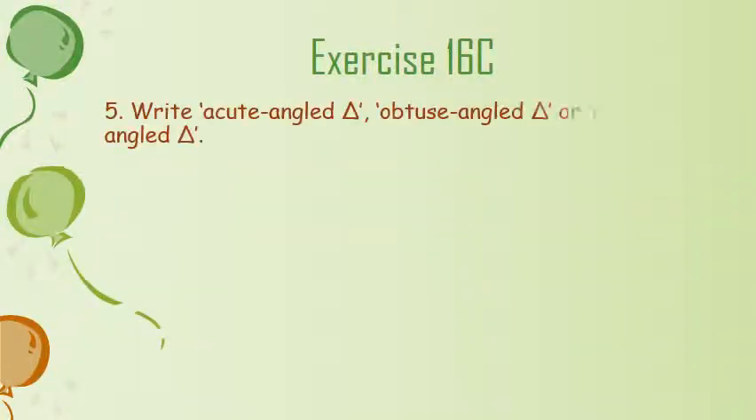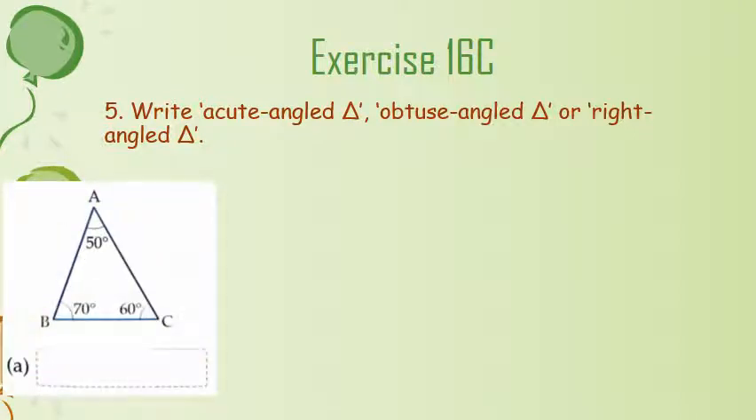Now children, let's come to the last question or the fifth question of exercise 16C. The question is, write acute angle triangle, obtuse angle triangle or right angle triangle. So the A part of this question, you can see a triangle having three angles which is equal to 50 degree, 70 degree and 60 degree. Since all the angles of this triangle are acute angle, that is they are less than 90 degree, so we can say that it is an acute angle triangle.